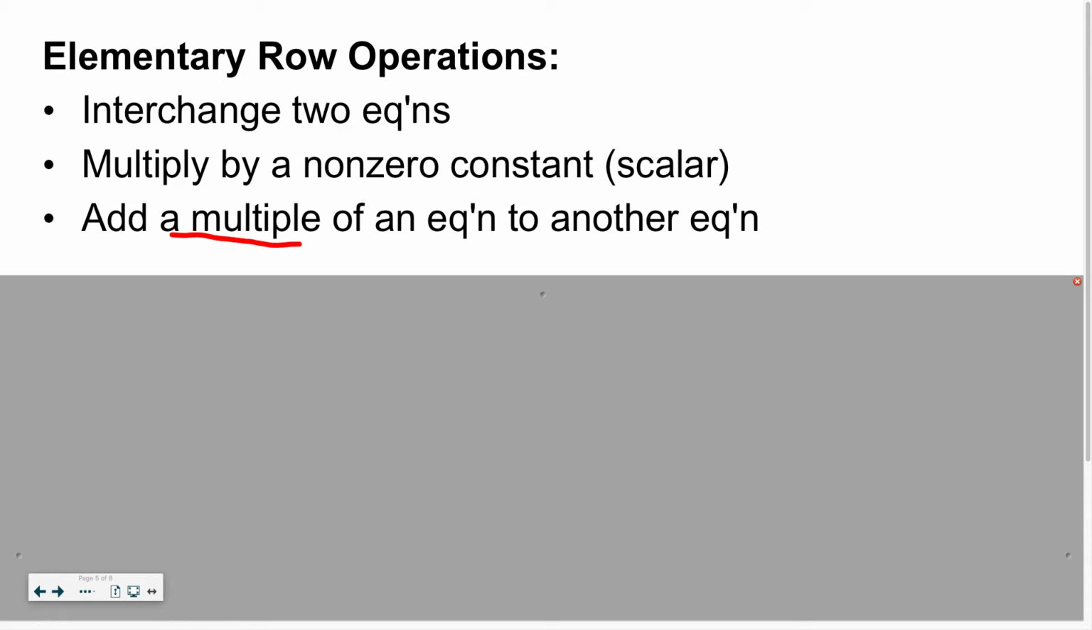Other than that, I would say don't try to do too many row operations at once. Then it gets too confusing. So it's just kind of like choose one row at a time.